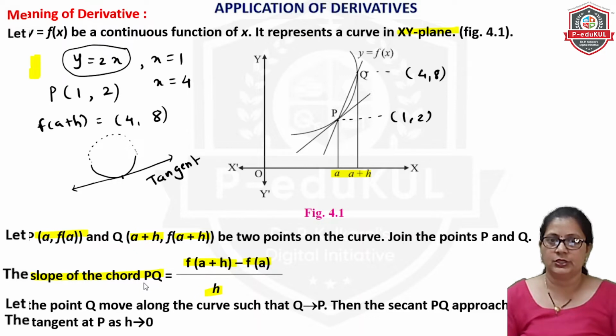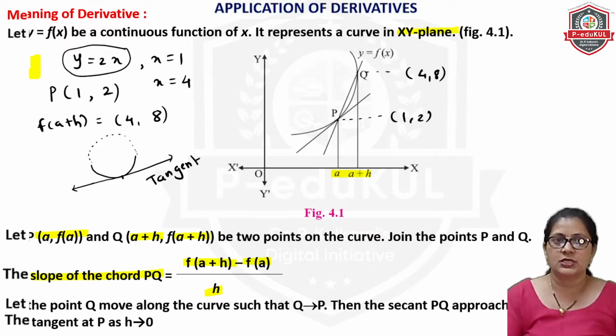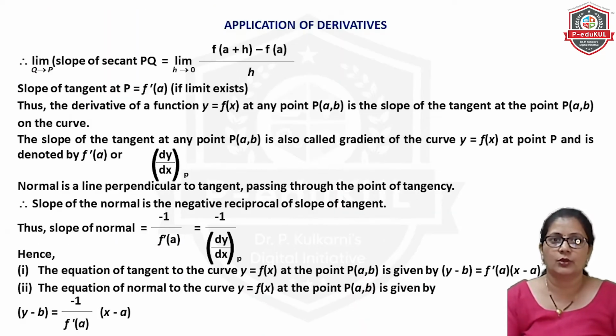This is called a tangent. So for the curve, if we have drawn the line, that is a tangent. That tangent we are considering at h is equal to 0. Let's see the further part of it. You will understand more easily.